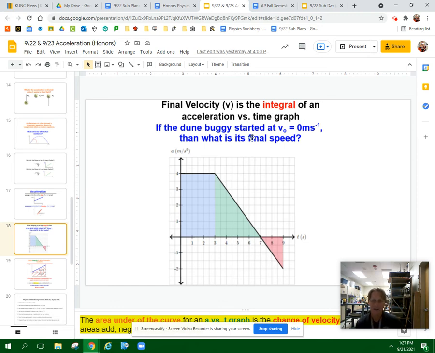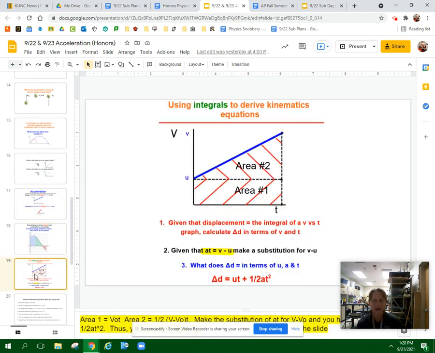What is the change of velocity of the buggy, which would also be the final velocity of the buggy? So talk with your partners and figure it out. Now, that idea of the integral actually leads us into one of our most popular physics kinematics equations.